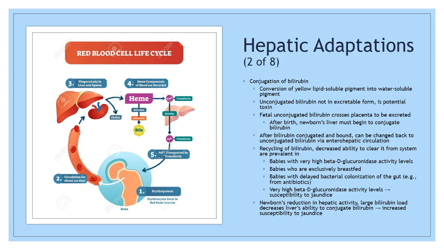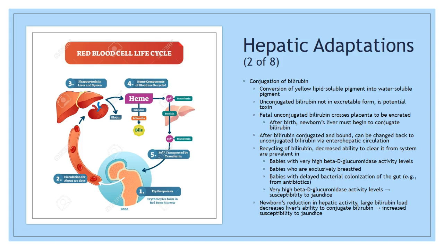So if you look at this picture, it's the red blood cell life cycle. And what happens is red blood cells start to form in the red bone marrow or erythrocytes. And this is called erythropoiesis. And those red blood cells are then released and they circulate in your bloodstream for about 120 days.